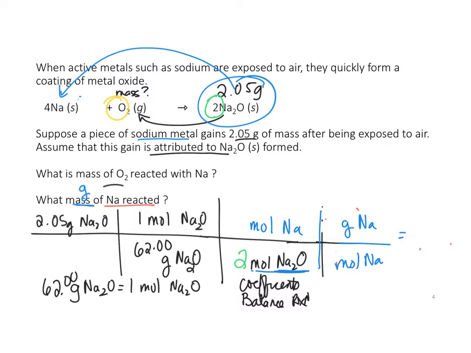So here you have 2 in front of sodium oxide. Here you have 4 in front of sodium. And then for 1 mole of sodium, you have 23.00 grams of sodium. So now you can do 2.05 divided by 62 times 4 divided by 2 times 23. 1.52 grams of sodium.